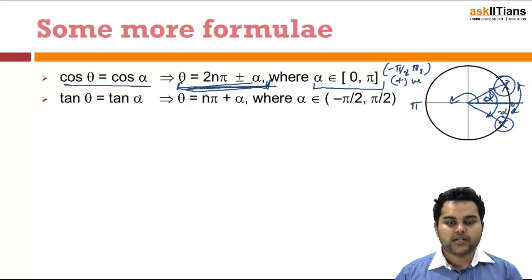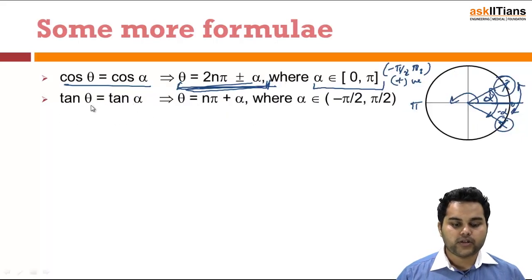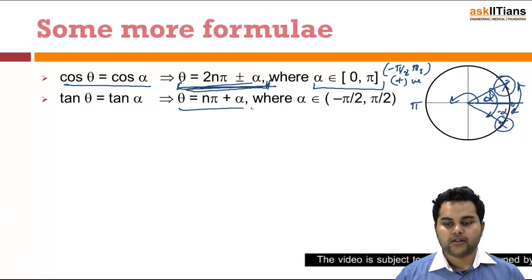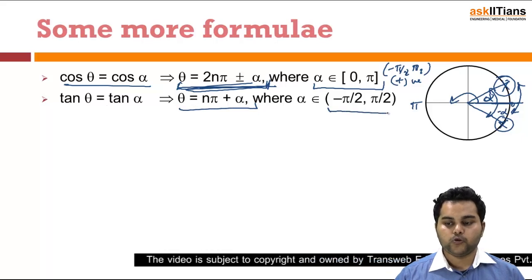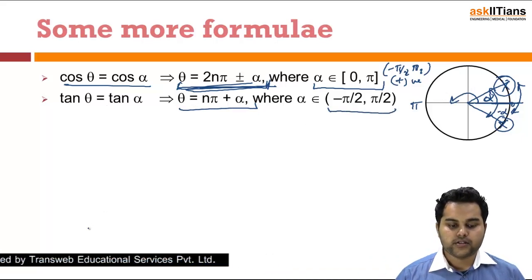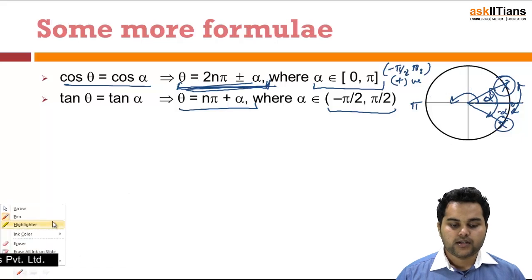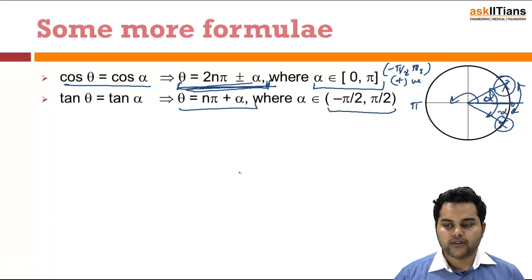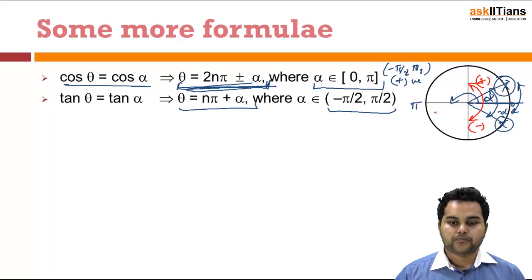Coming to the next part, that is tan theta is equal to tan alpha. I have theta is equal to n pi plus alpha, where alpha is from minus pi by 2 to pi by 2. So again I get the two quadrants, one of which is having the negative value of alpha, and another one would be having positive values. That is, tan is negative in the fourth quadrant and positive in the first quadrant. So these two quadrants are defined for the value of alpha.